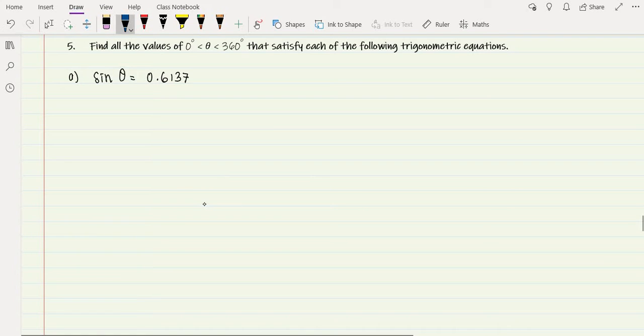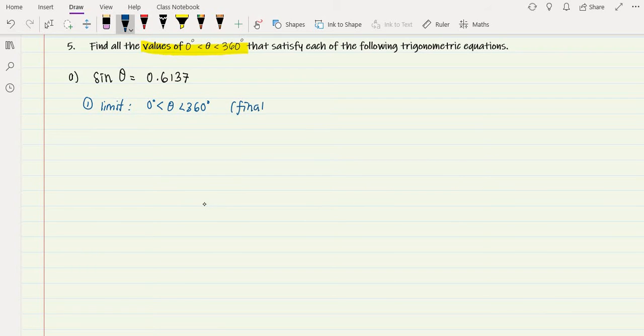Hi everyone, so we are going to continue with our discussion for the fifth question. We need to find the values of theta between 0 and 360 degrees that satisfy the following equation. For the first example, sine theta is equal to 0.6137. Here we need to remember the first step is to check our limit. The limit for our final answer is that theta must be between 0 degrees and 360 degrees.